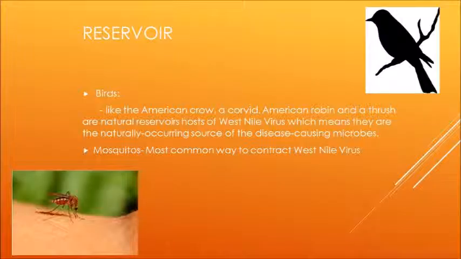Reservoir. Birds, like the American crow, a corvid, American robin, and a thrush, are natural reservoir hosts of West Nile virus, which means they are the naturally occurring source of the disease-causing microbes. Mosquitoes are the most common way to contract West Nile virus.